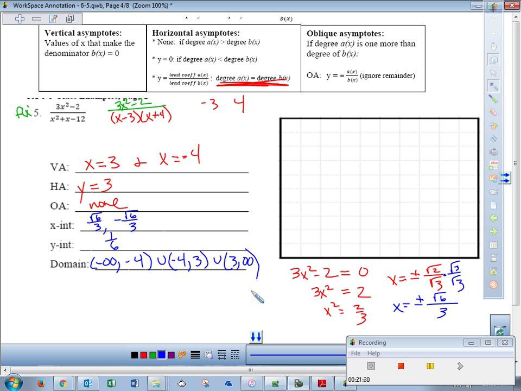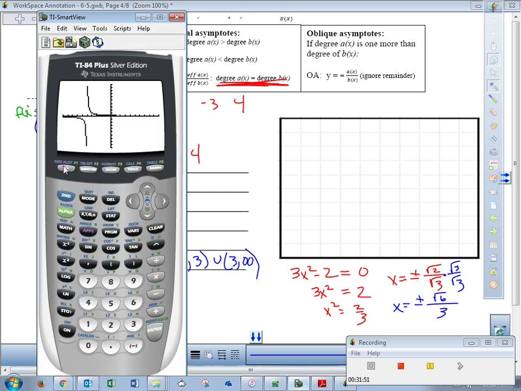Always go back and graph your original. You want to make sure you see everything that you just figured out. So we've got two vertical asymptotes. You can see the weird stuff happening here and here, right? And you've got that horizontal asymptote at whatever we said it was, at 3.